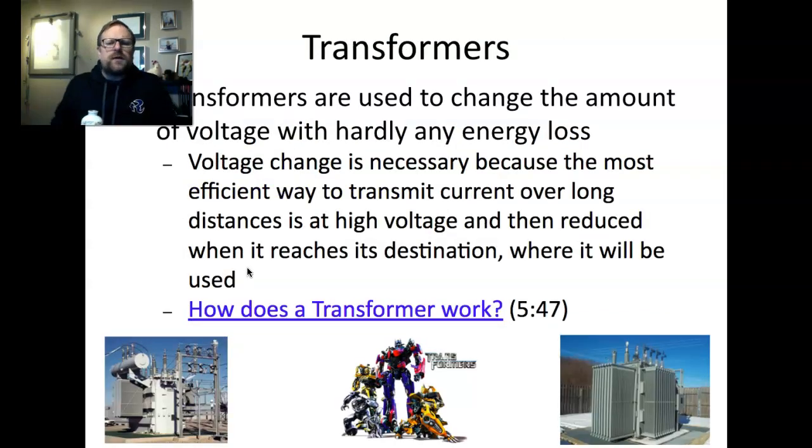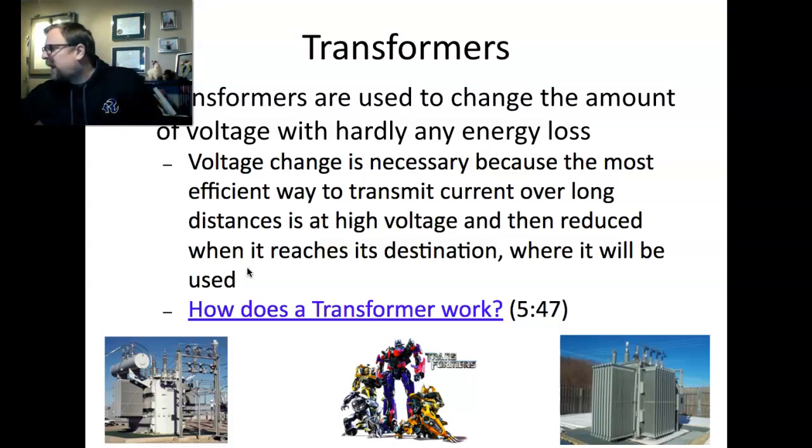So, what we're moving on to next, and this is the last little bit for this concept, is talking about transformers. Okay, and I told you in this concept that there is more than meets the eye, and so here it is. And I'm going to take a sip while I let that sink in. So, where we're at with transformers is what they allow us to do is change the amount of voltage with hardly any energy loss.